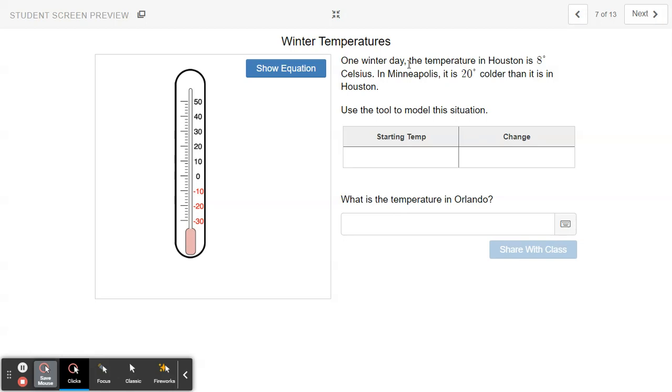Same situation. Houston, it's starting at an 8 degrees temperature. In Minneapolis, it's 20 degrees colder. Again, colder. If we want to make this temperature from here go down, get colder, we have to go down the number line. So we have to make sure we put in negative 20 because it's telling us the temperature went down. When we do that, if you look at 8 plus negative 20, you end up in the negatives, right? You end up at negative 12.